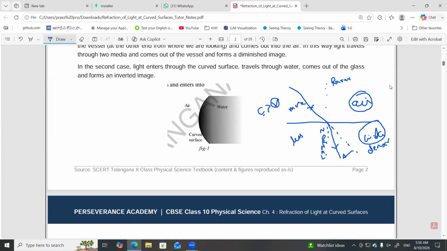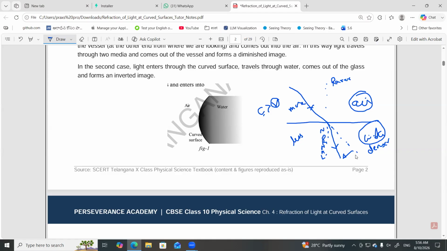Understood. So now light ray is entering from rarer medium to denser medium. When light ray enters from rarer medium to denser medium, it bends towards the normal. Now this is the previous concept.